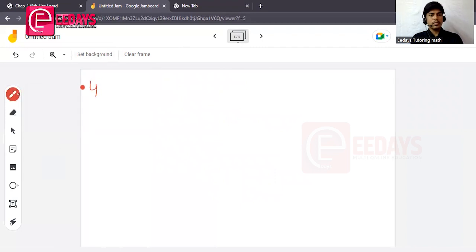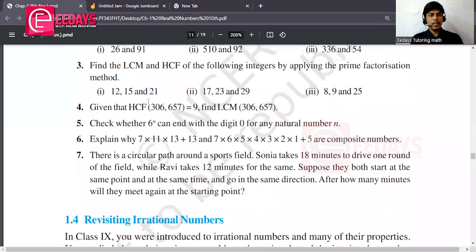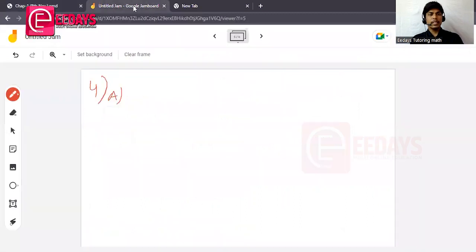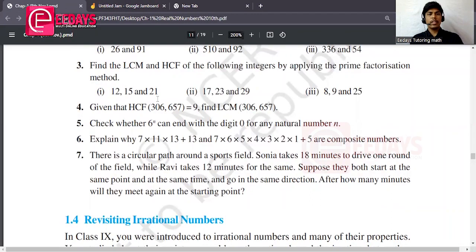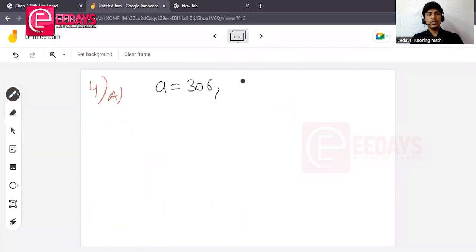Fourth question. Given that the HCF of two numbers 306, 657 is 9. First we'll identify the two numbers in the question. Observe carefully: in the bracket of the HCF they gave 306, 657. Those are the two numbers. You can identify them like this: 306 and 657.